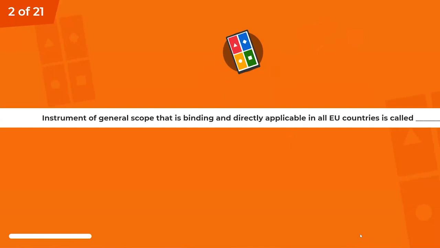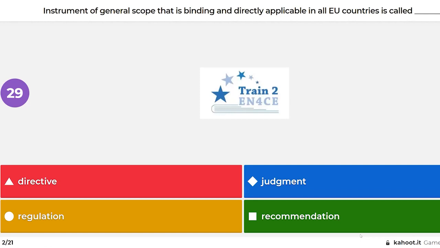Instrument of general scope that is binding and directly applicable in all EU countries is called directive, judgment, regulation, or recommendation. Choose the correct answer. You have 30 seconds for each question. If you answer before that, the answer will show earlier. So which instrument of general scope is binding and directly applicable in all EU countries?